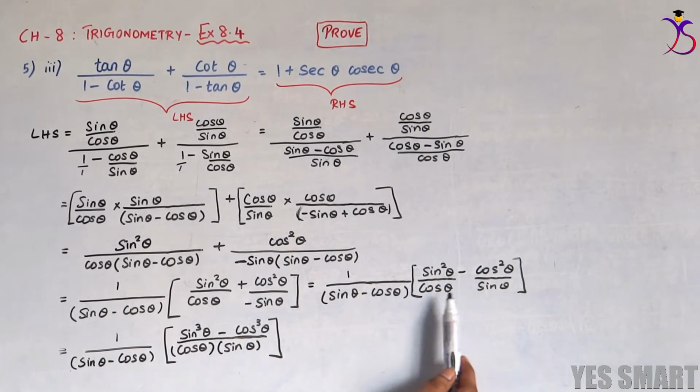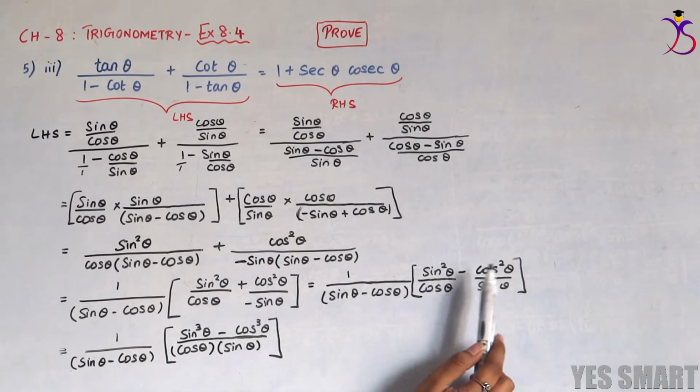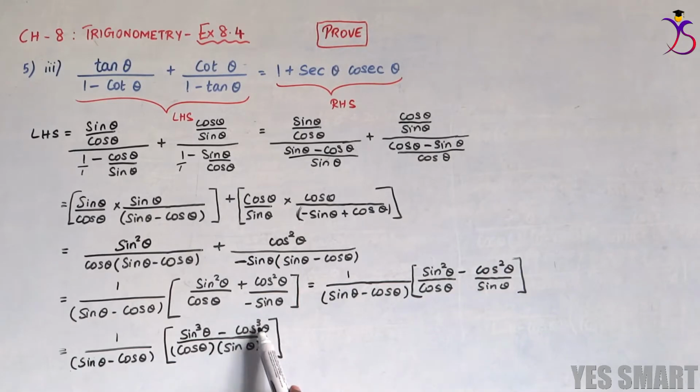So in the first fraction we don't have sin theta in the denominator. Hence we are multiplying the fraction by sin theta. Therefore sin square theta becomes sin cube theta. Similarly in the second term there is no cos theta in the denominator. So we are multiplying the fraction by cos theta. So cos square theta into cos theta gives us cos cube theta.